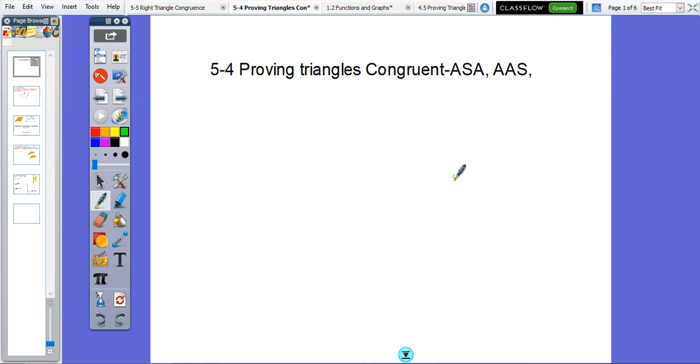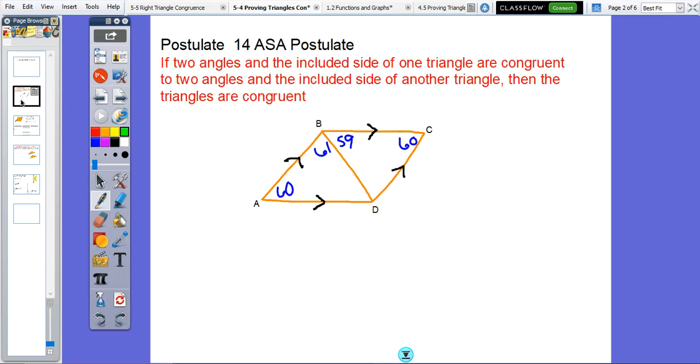Today we're continuing our talk about proving triangles congruent. We're using the ASA and the AAS method. Let's talk about that. All right, so we'll start with angle, side, angle. Now, like we did with side, angle, side, the main part is we got to remember the included part. So here we have two angles followed by an included side. The included side means it's the side that's in between the two angles.